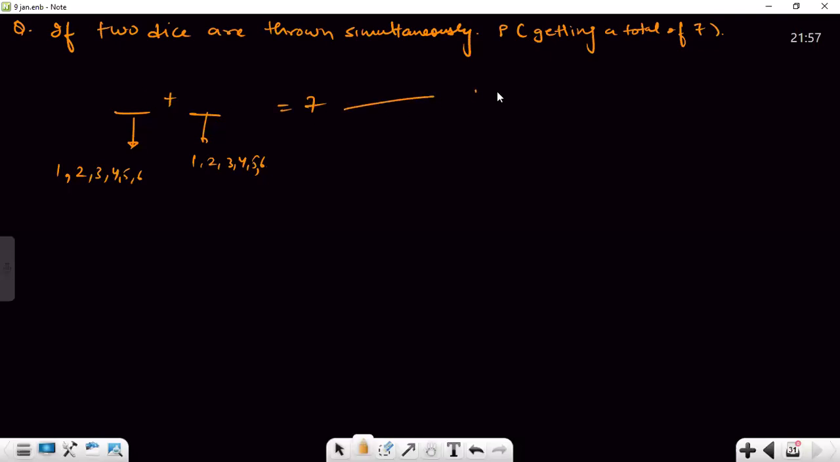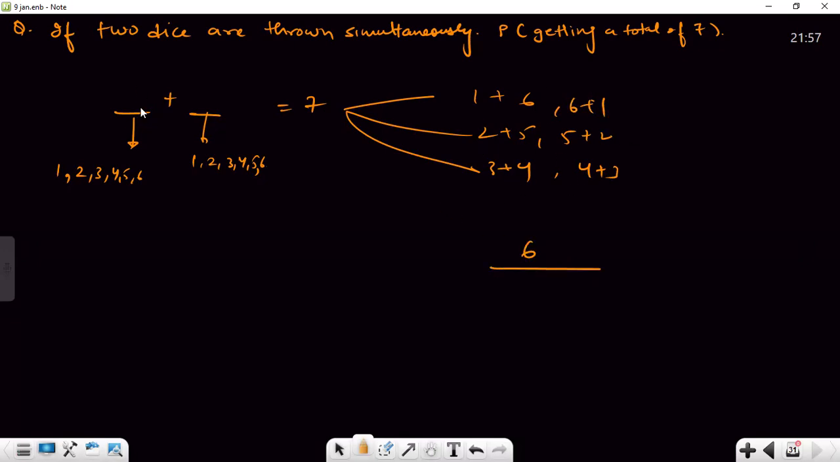That can only happen with 1 plus 6, 2 plus 5, 3 plus 4, 4 plus 3, 5 plus 2, and 6 plus 1. So basically, how many favorable cases are there? 6 divided by 6 squared. That's the probability of the event. Very easy. 1 by 6 is the answer. Any doubt? No, sir. Yes, it's very easy. Probability is very easy to understand.